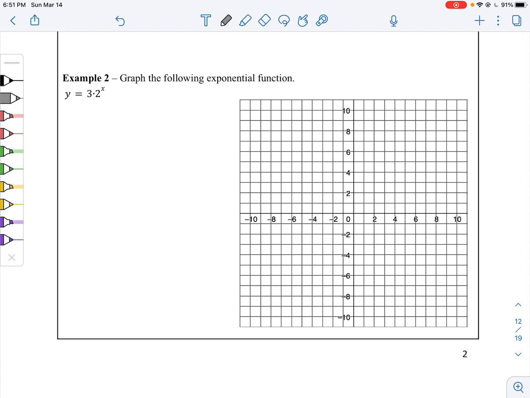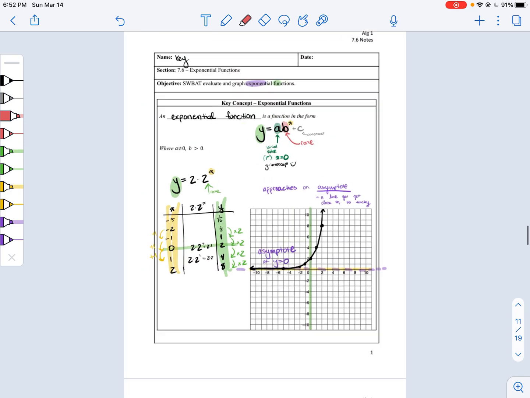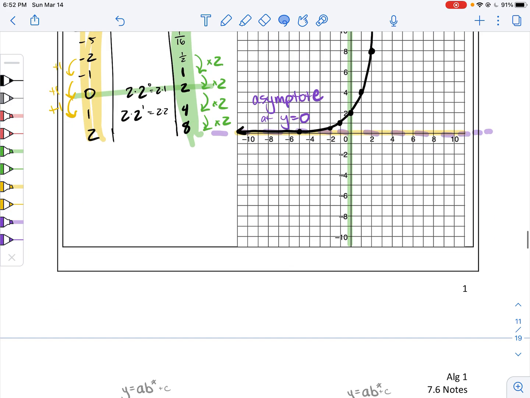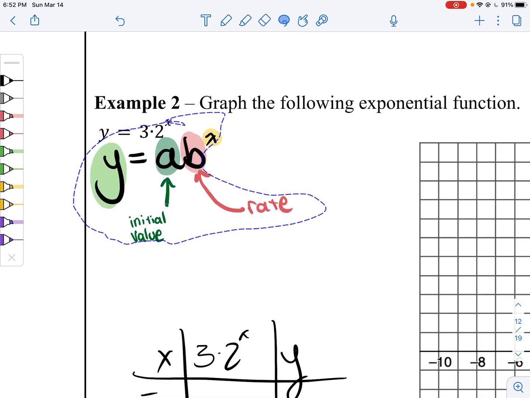Okay, now let's graph it. You can always do an XY chart if you want. If you really want to plug in some x values, get a negative, get a 0, get a positive, you can do a couple. Great. I'm not, because I know a shortcut. Now remember when you have y equals ab^x, let's get some of these guys in here to remind us what we're talking about. I don't recommend you copy, I think you should rewrite, but here we go.